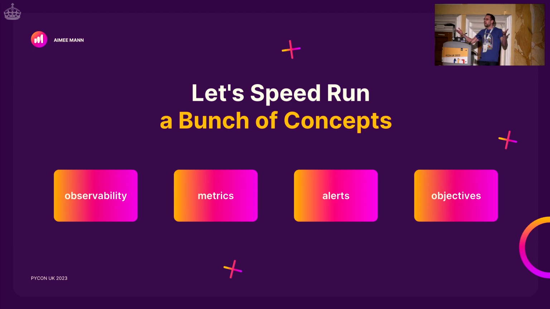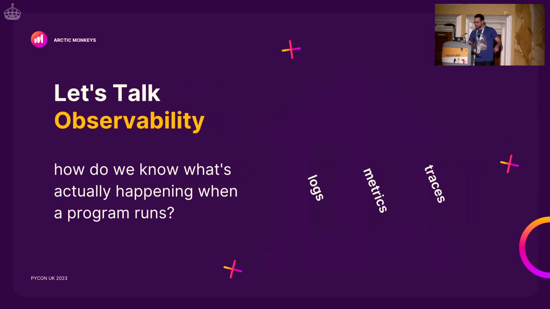OK, but before we dive into metrics and how to use them, I think it's useful to settle on a couple of concepts. None of these are terribly complex. It's just good to know, when I speak words, what do those words mean? And then we can all agree on those, and then we can understand things. So we will talk about observability, metrics, alerts, and objectives.